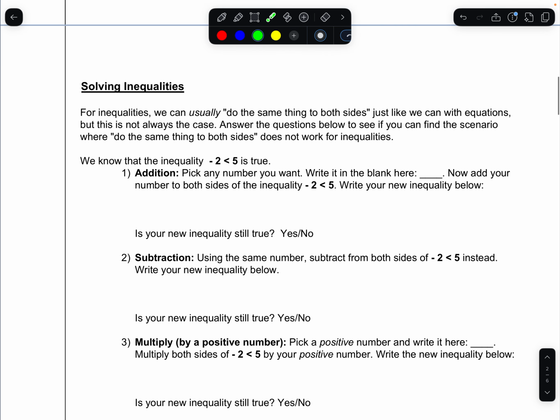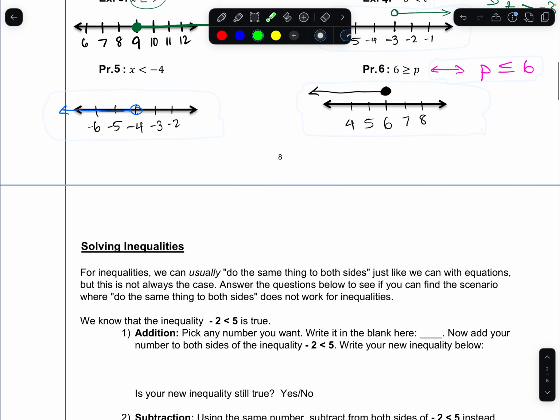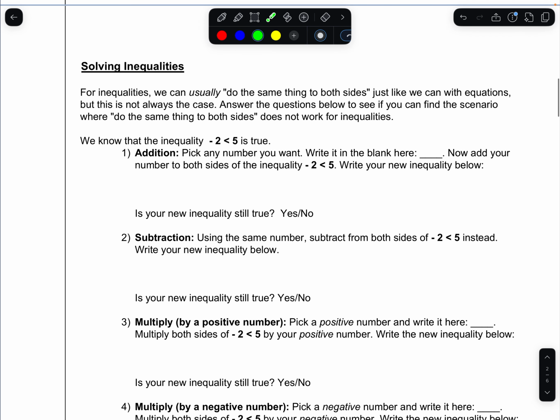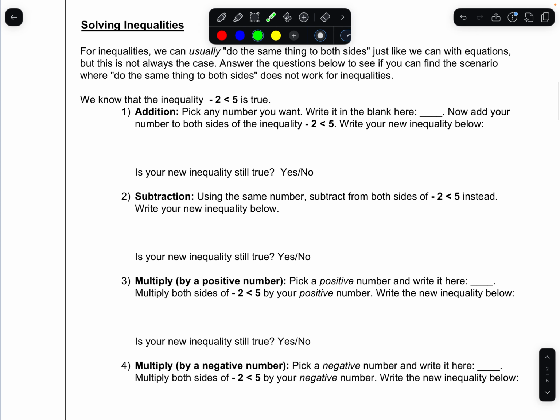All right. The next thing we're going to do is solve inequalities where the variable's not yet by itself. And I want to preface this with when we were solving equations in the last lesson, I told you to just keep the equation balanced, do the same thing to both sides. We can do that usually, but not all the time. So let's find out what the special case is where we can't just do the same thing to both sides.